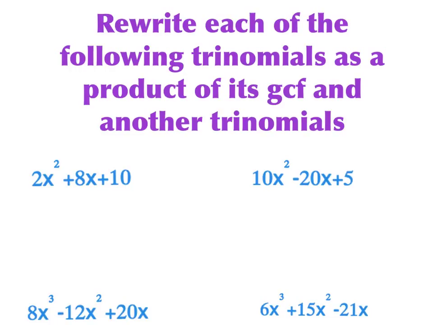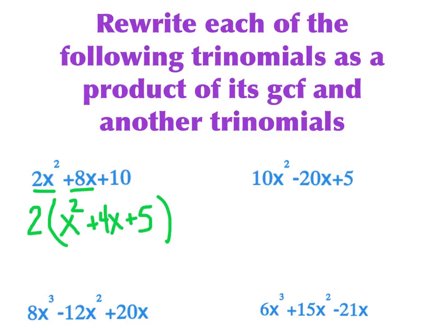So taking a look at this first example, if I just focus on the numbers, I hope 2 is popping in your head as the GCF. How about the variables? I wouldn't say there is one because this term doesn't have a variable. So the only GCF I can pull out is a 2. And then I'm saying 2 times what would get me 2x squared? Well, x squared. 2 times 4x would get me 8x. And 2 times 5 would get me 10. And that's all we're looking for. We're just pulling out the GCF.